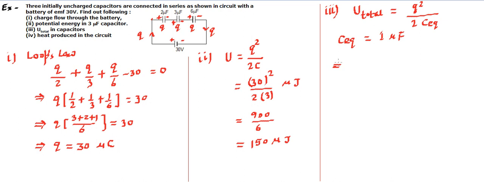Hence we can say what U total is going to be. U total will become equal to the charge, which is 30 microcoulomb square, divided by 2 into the capacitance, which is 1 microfarad. Again, microjoule will be our unit. So if we simplify this, 900 by 2 is 450 microjoule. So 450 microjoule is going to be the total energy stored in these capacitors combined together. And in the 3 microfarad, we calculated it to be 150 microjoule.